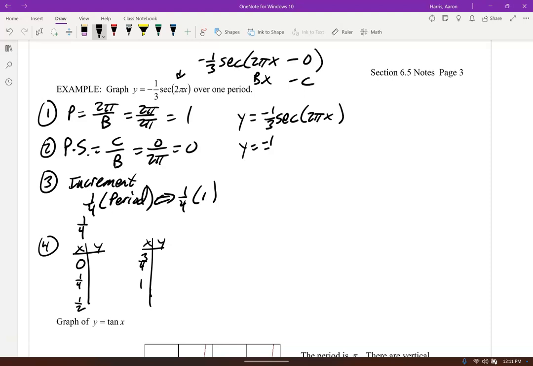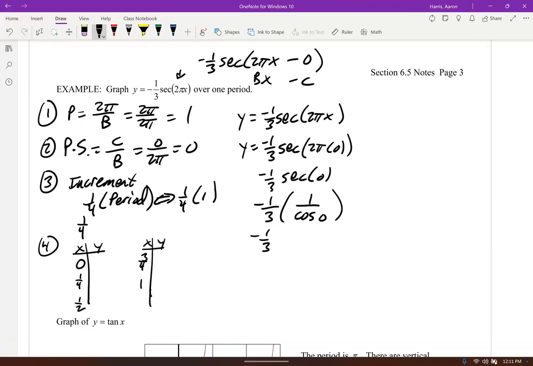Let's plug in the 0. So we get 2 pi times 0. So I got secant of 0. Well, secant is 1 over cosine. So cosine of 0 is 1. So I got negative 1/3 times 1, negative 1/3. So there's my first point. Let's throw in the next point.